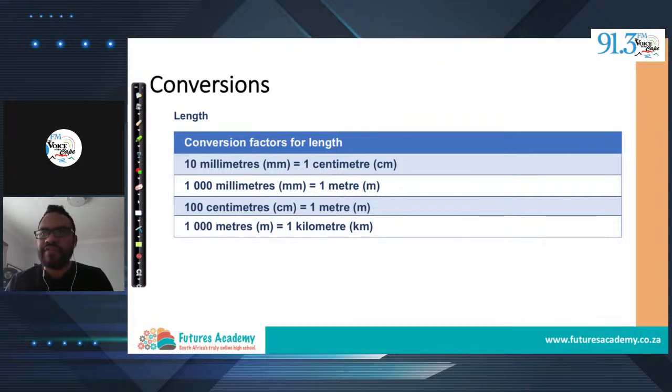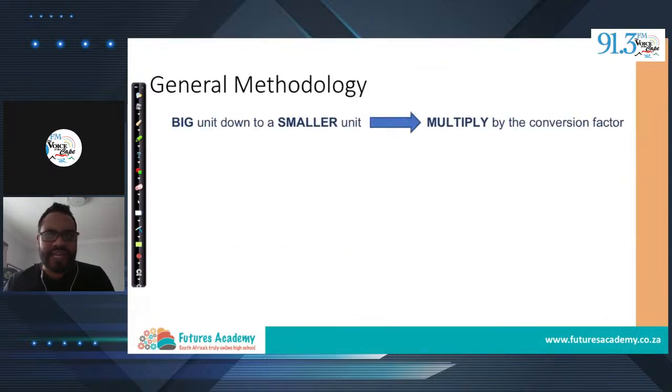Now, when we move into the general methodology, I'd like you to keep in mind that whenever we move from a big unit to a smaller unit, we will multiply. If you're ever uncertain about this, for example, I've got 5 meters and I want you to convert that to centimeters. How do I get that to something in centimeters? Well, I need to look at how many centimeters there are in 1 meter. There are 100 centimeters in each meter.